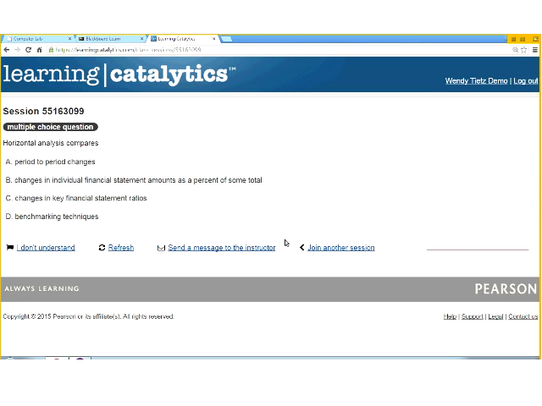Here's another one. Horizontal analysis compares period-to-period changes, changes in individual financial statement amounts as a percent of a sum total, changes in key financial statement ratios, or benchmarking techniques. Horizontal analysis, we did that Monday.